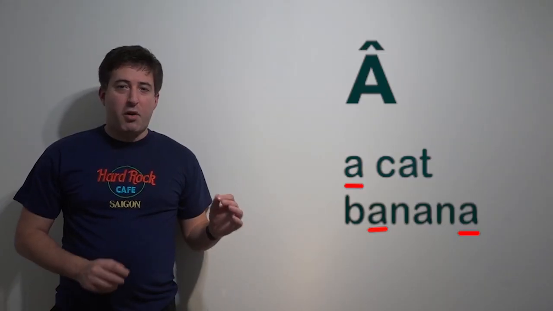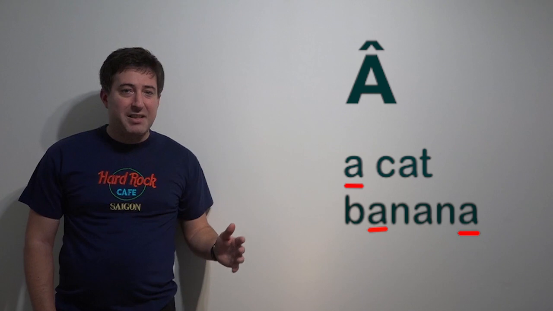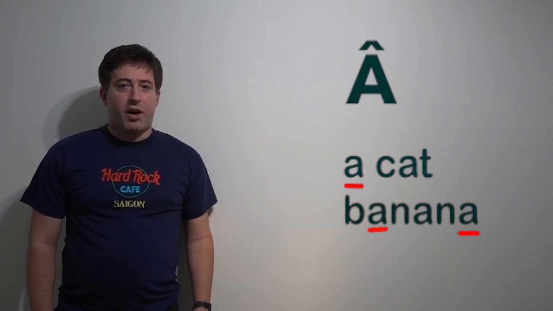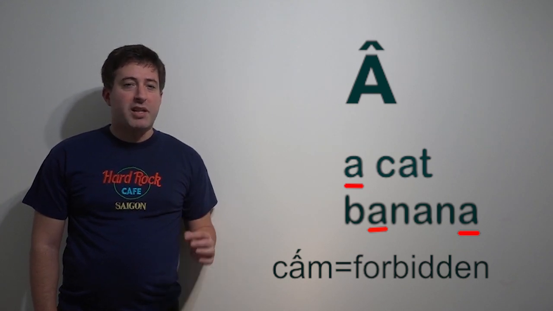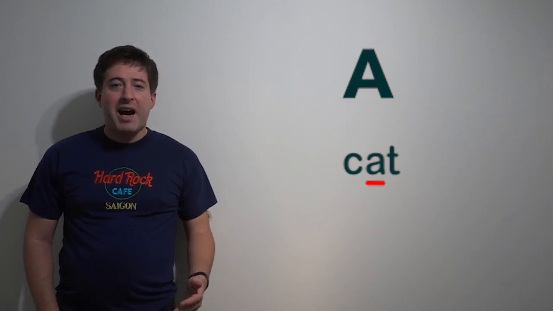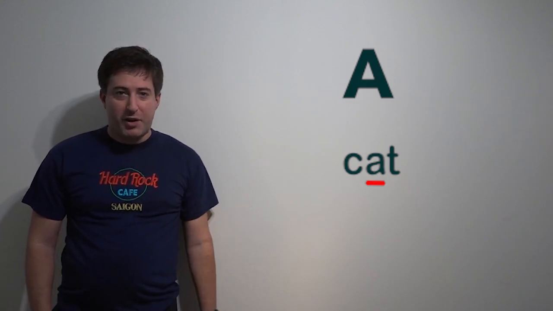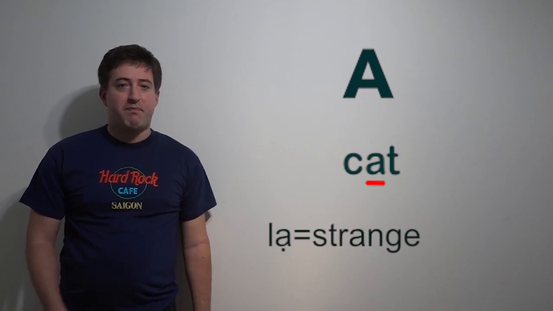The first letter is pronounced like a in cat or banana. An example would be cấm, it means forbidden. Ma túy bị cấm, drugs are forbidden. The second letter is ă, like cat. An example would be lạ, which means strange.